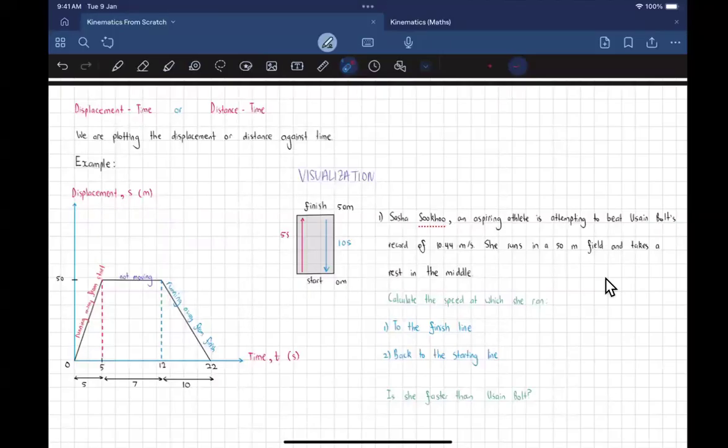So let me ask that question. Is she faster than Usain Bolt? Usain Bolt's record was 10.44 meters per second. Was she faster than him? The first one was 10 meters per second, and the second one was 5 meters per second. Did she at any point run faster than Usain Bolt?